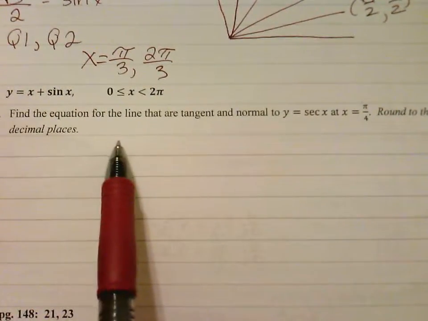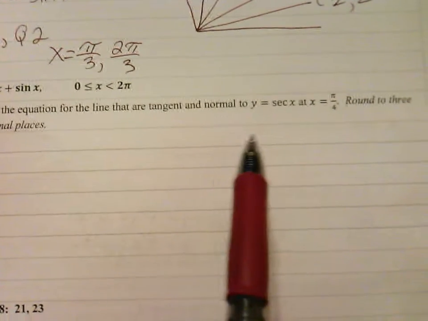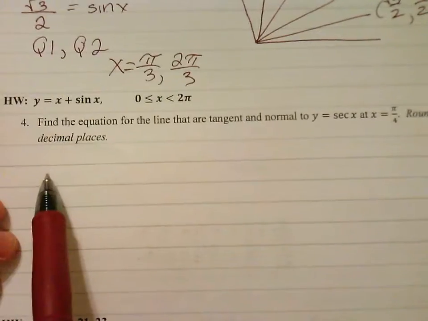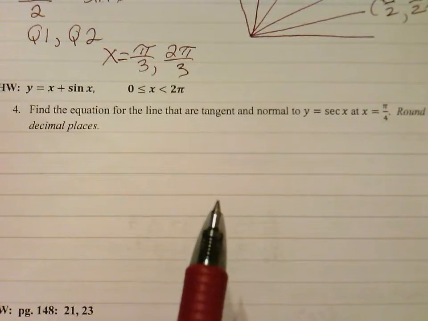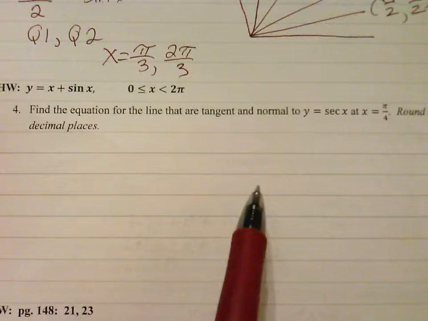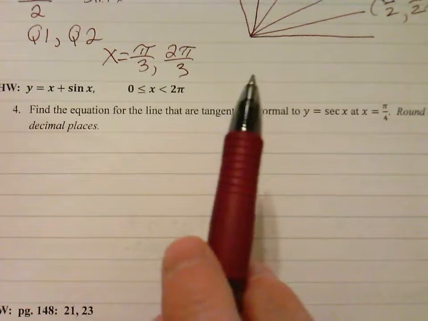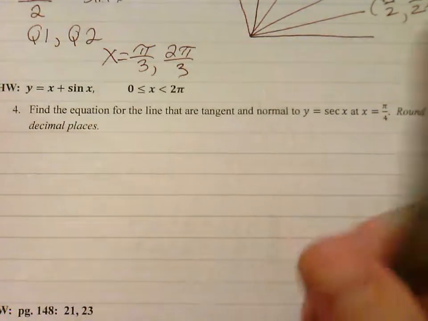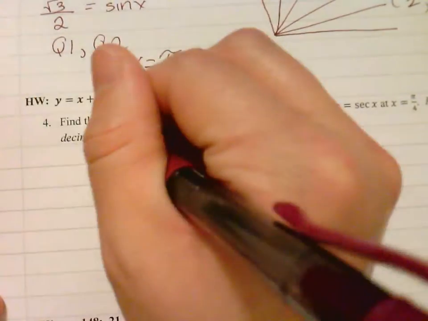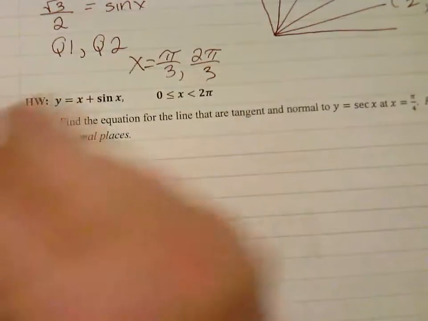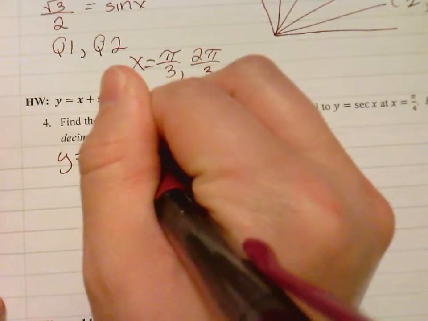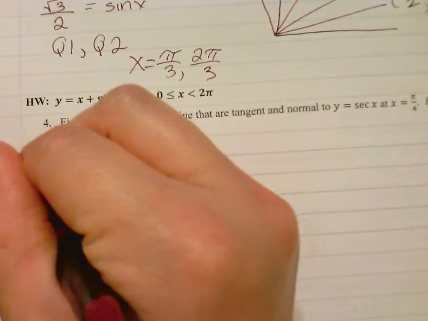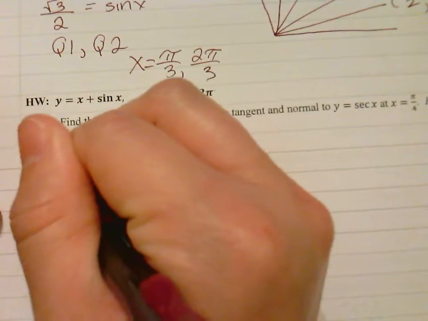Next, find the equation for the line that are tangent and normal to y equals secant x at x equals pi over 4. And we're going to round to decimal places. Okay. So first we need to find the slope. So we have y equals secant x. So y prime, which is going to be the slope. Remember, the derivative is the slope of the function.